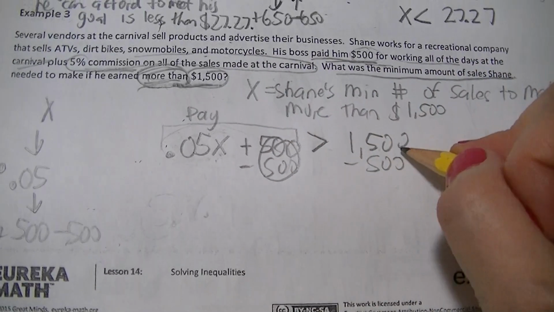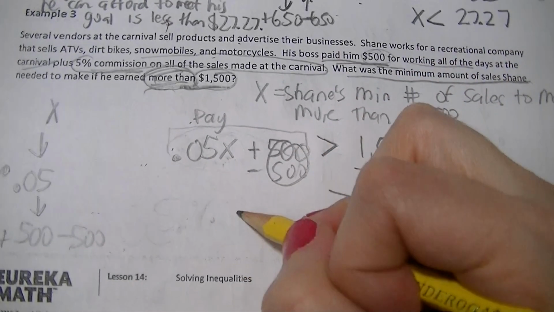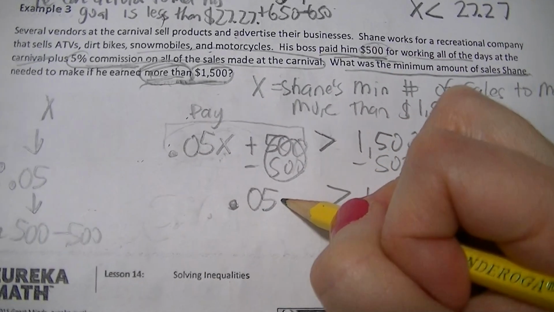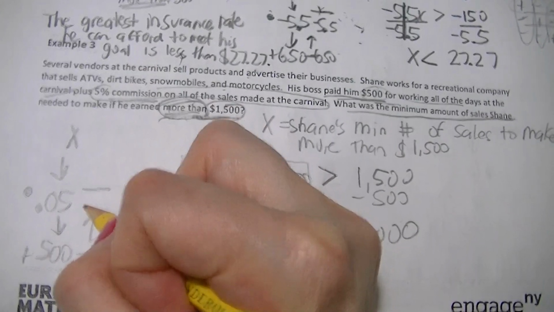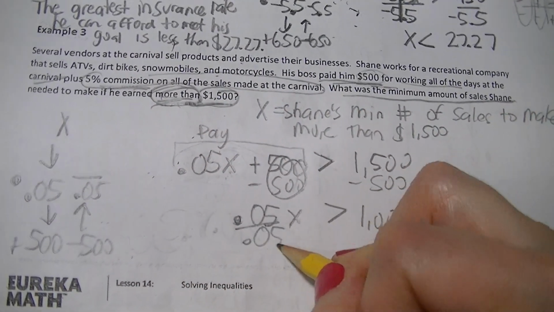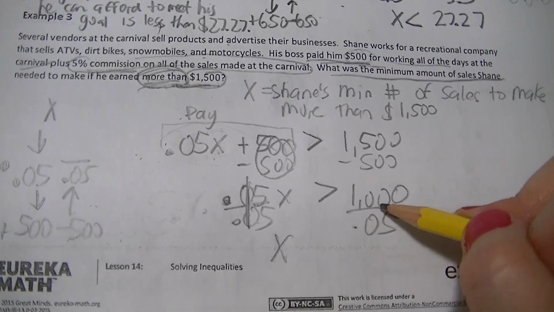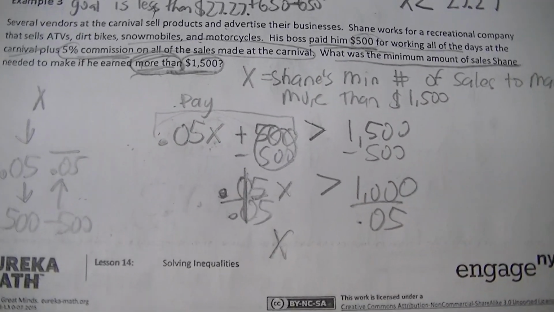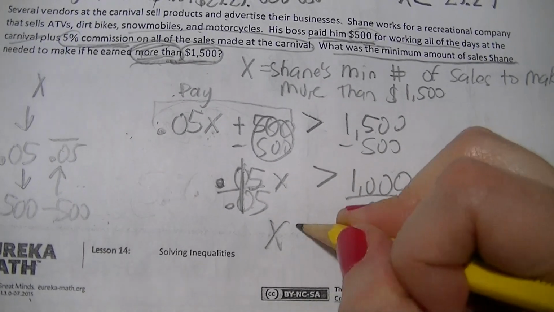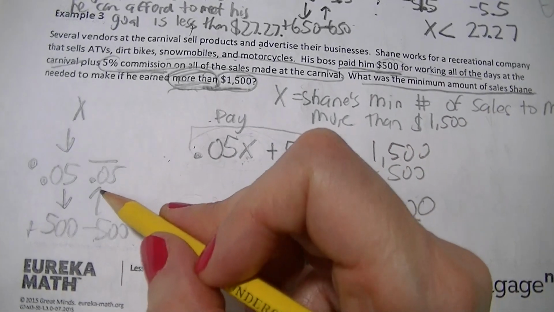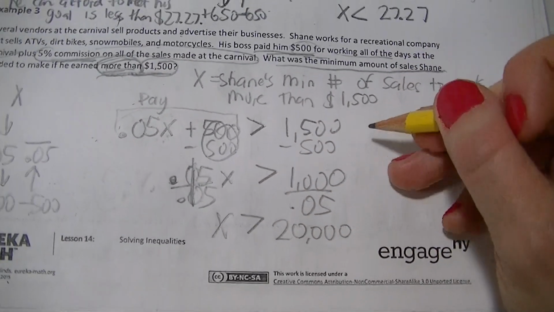500 minus 500 is 0. 1,500 minus 500 is 1,000. Bring down your inequality and then bring down your 5/100 x. Now the inverse operation to multiply by that is to divide by that, so divide both sides of the inequality. That divided by that is 1, and 1 times x is x. Then 1,000 divided by 0.05, or 5/100, is 20,000. Keep your inequality sign consistent, because we did not divide or multiply by a negative. Now let's go ahead and answer it.